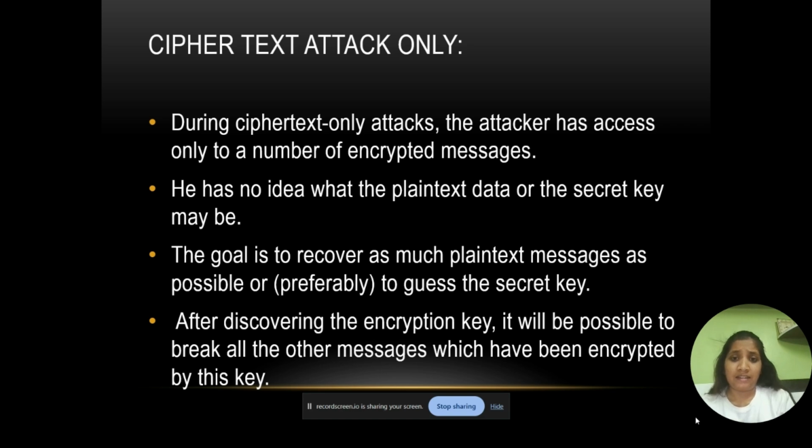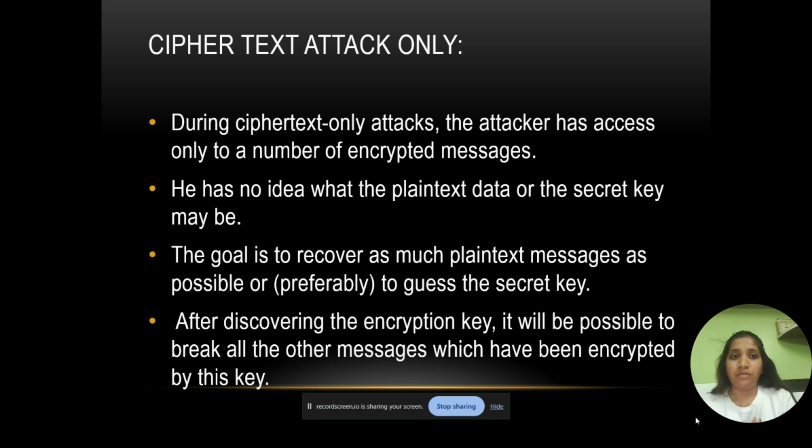So why is cipher text attack only dangerous? If an attacker successfully breaks one encryption key, they can decrypt all the messages that use the same key. This can lead to stolen sensitive data such as passwords, banking information, and classified messages, compromised communication channels, and massive security breaches. So let us see a real world example. Imagine a spy intercepting multiple encrypted messages. If they break one message, they might decrypt all similar messages sent using the same encryption key.